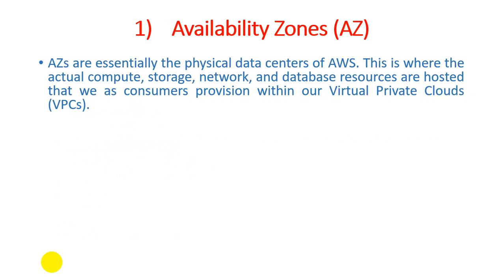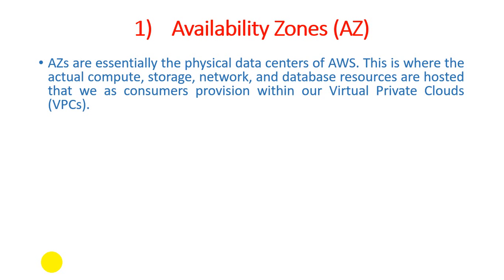AZs are essentially the physical data centers of AWS, where the actual data is stored. Like in computer language, if we say hard disk, it is essentially the physical place where the actual information is stored. So an AZ in AWS is a component where data is physically stored, which we can say is a number of servers.